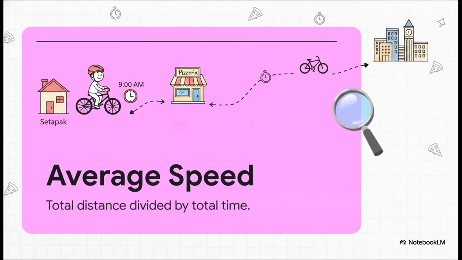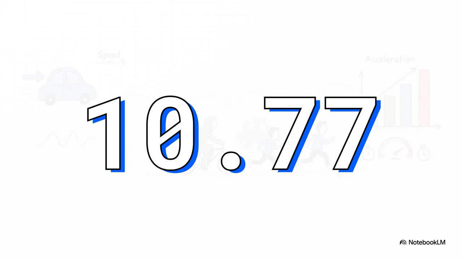Say Amir starts cycling from Satabek at 9 a.m., stops at a pizzeria to eat, and finally rolls into town at 12:15 p.m. For situations like this, we have to use the average speed formula, which relies entirely on taking the total distance and dividing it by the total time. To figure out Amir's average speed, we just add his two journey legs, 10 kilometers and 25 kilometers, giving us a total distance of 35 kilometers. His total time from 9 a.m. to 12:15 p.m. is 3 hours and 15 minutes, or 3.25 hours. Divide that 35 kilometers by 3.25 hours, and Amir's average speed comes out to exactly 10.77 kilometers per hour.